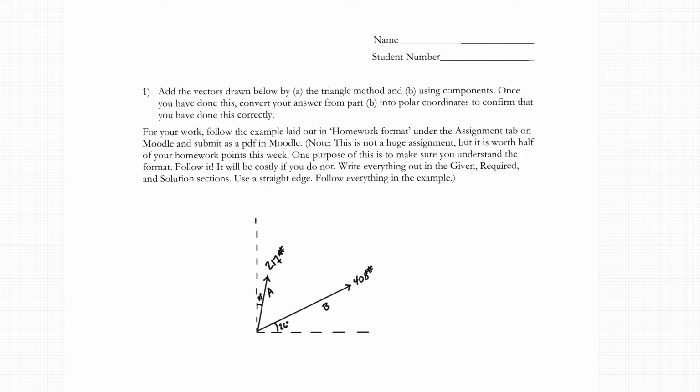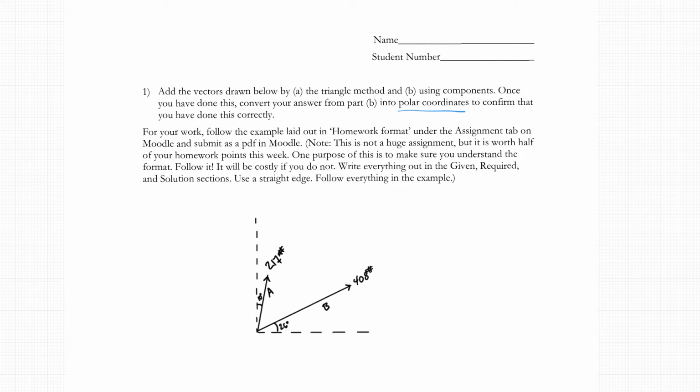So basically what we're going to do is add these two vectors, A and B, twice, and the second time we're going to convert the answer into polar coordinates so that we can make sure that this all makes sense.